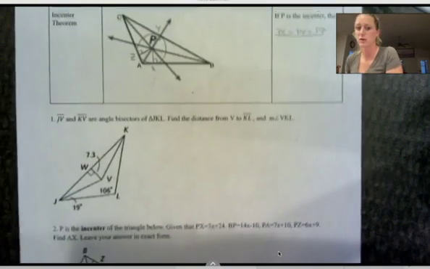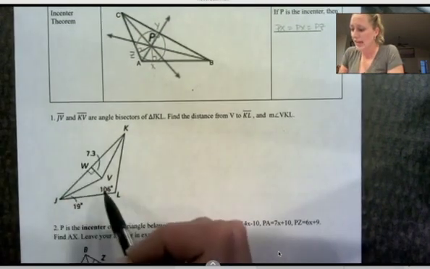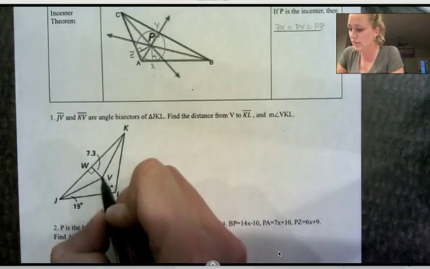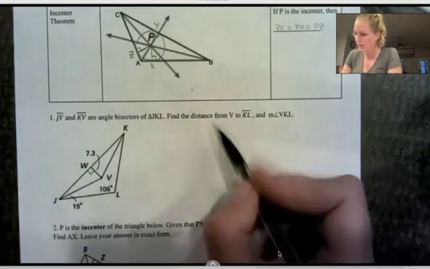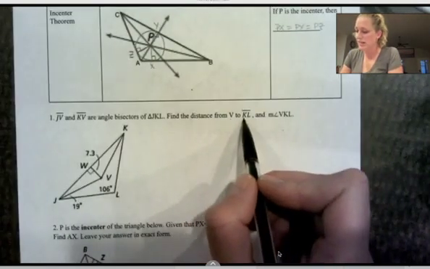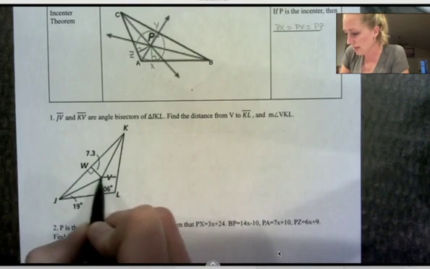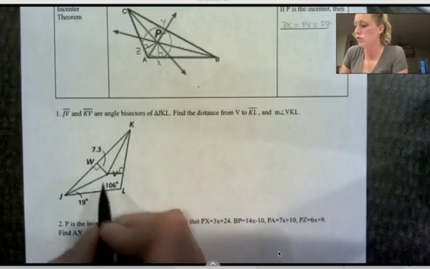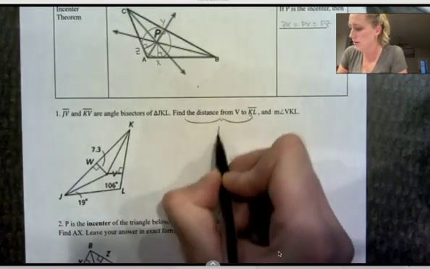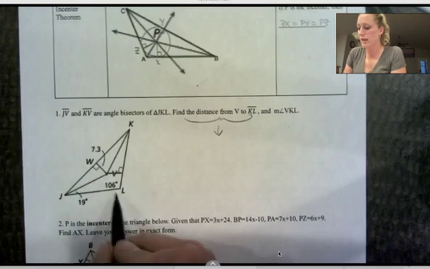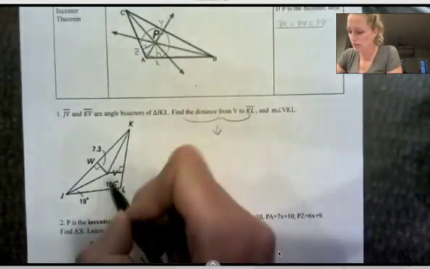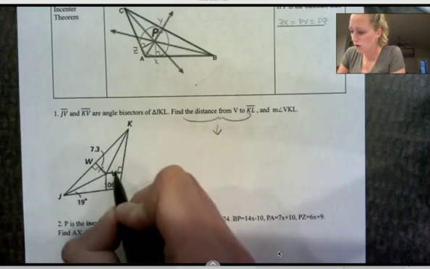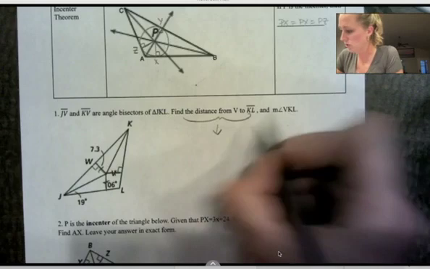Okay, so let's do a couple problems here. JV and KV are angle bisectors of this triangle. That means the point where they intersect is the incenter, okay? Find the distance from V to side KL. Remember, that's always talking about the shortest distance, the perpendicular piece, okay? So that distance is the same to all three sides. So this one, and this one, okay? Well, that one's given to me as 7.3, but I know all three of those are going to be the same. So this one is also 7.3.